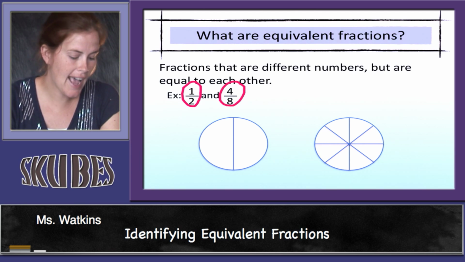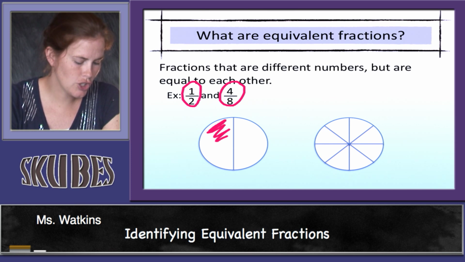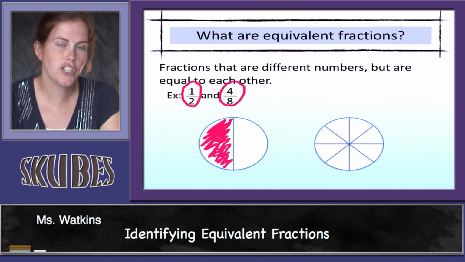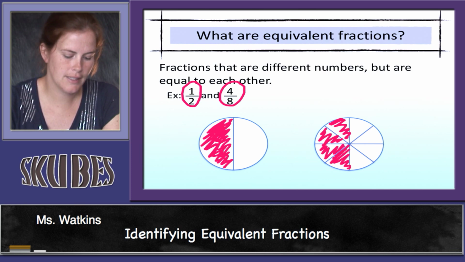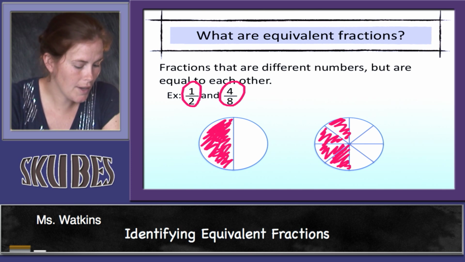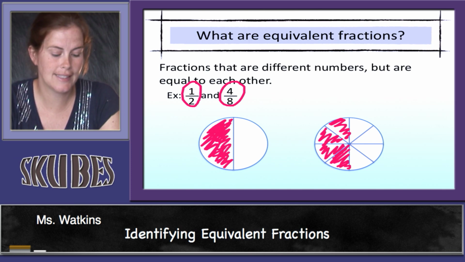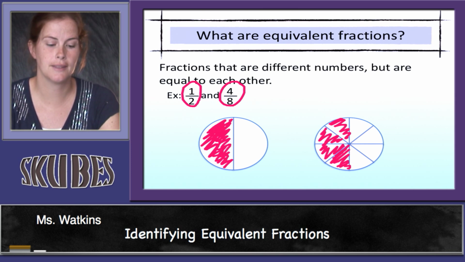So to show 1/2, I'm going to shade in one of my two parts on this circle. And then to show 4/8, I'm going to shade in 4 of the 8 parts in this circle. And think about it like if these were pizzas. If one person ate 1/2 and one person ate 4/8, they would be eating the same amount. So these two fractions are equivalent.